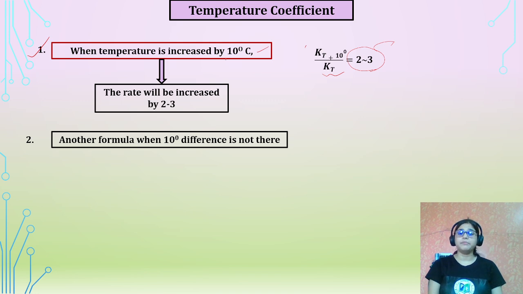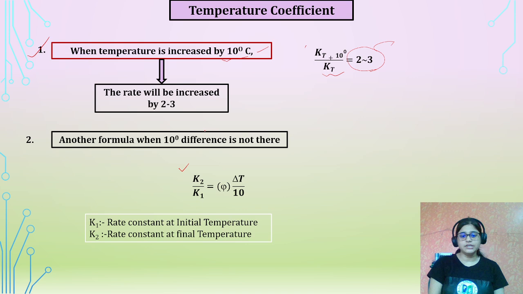Second thing is, when the temperature increment is not 10 degrees, what will happen then? So another equation was found, where K2 is the final rate constant: at final temperature the rate constant is K2, and at initial temperature the rate constant is K1. Phi is the temperature coefficient for this equation, and here the temperature coefficient is 2 to 3. Okay, and delta T is the temperature difference divided by 10. So these are not very important.